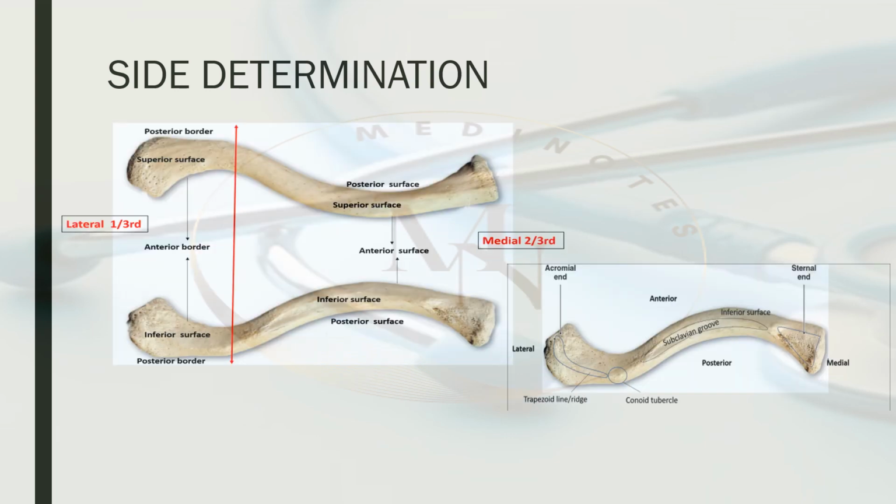Now for the side determination, as I said, lateral is always 1/3 of the clavicle and medial would always be the 2/3. Now I will be helping you how to identify this. When you're given a bone, the first thing you should realize is what is the lateral and the medial side. Lateral would always be the edge portion, meaning the outward portion is known as the lateral side, and the medial side would always be the inner portion. By this you would understand that the medial portion should be facing inwards.